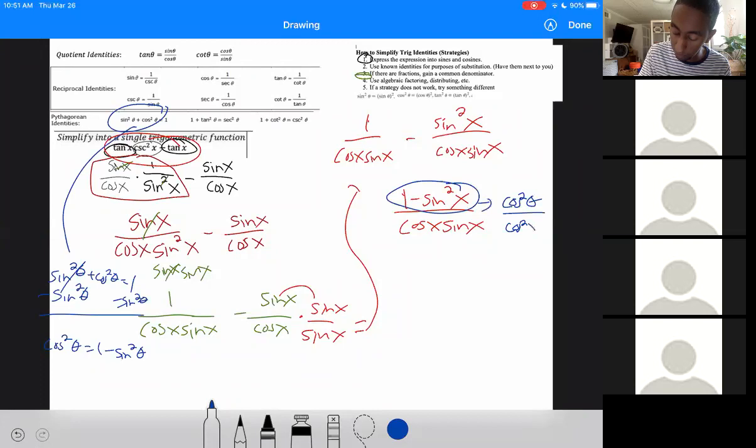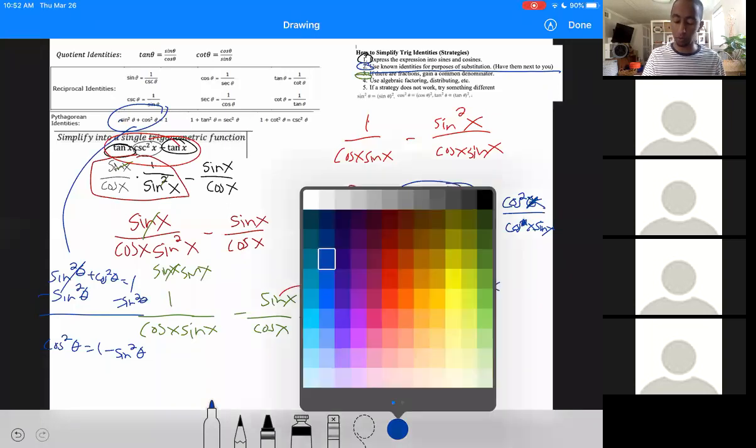Let me put x here because this is x. So that's where that strategy, having the known identities next to you and using them for substitution, will help. We see that pattern, 1 minus sine squared of x, and that makes us think it's related to that trig identity, and that trig identity is going to help us get that simplified. Let me write that because it looks a little messy. Cosine squared of x. That's not a square at the bottom, I'm sorry. That's just cosine of x, sine of x. Okay, beautiful.